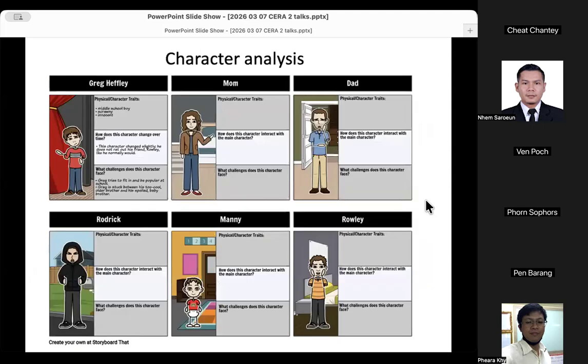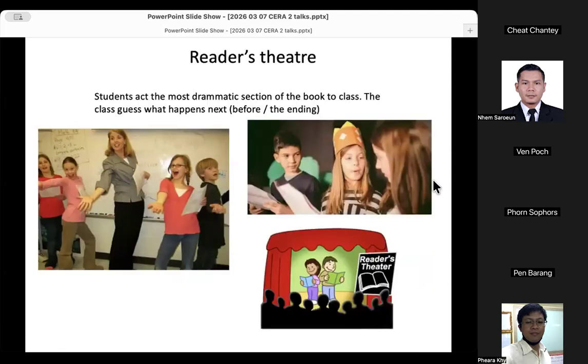Character analysis will be another way you can do this. So you can analyze them on many different traits of their characters. And again, person A can do the character analysis, person B can do the character analysis from the same book, and they can compare. And that leads to lovely discussions.